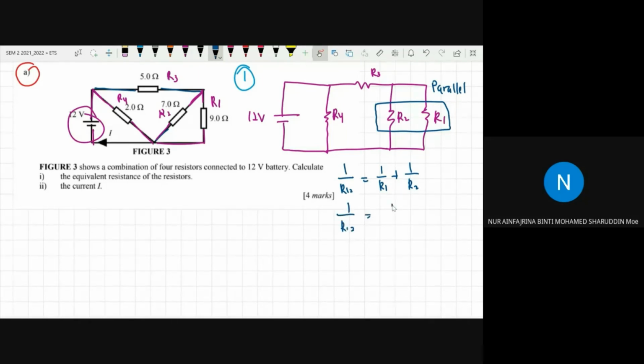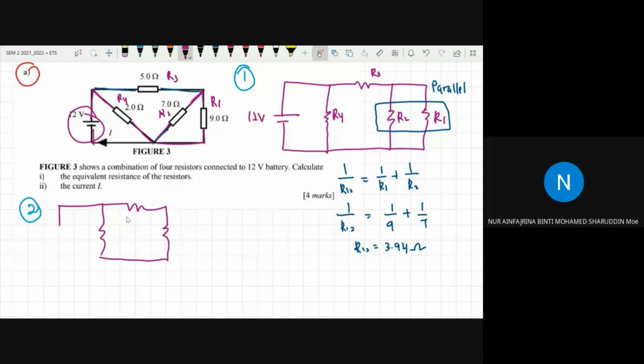Okay, so R1 kita adalah 9 dan R2 kita adalah 7. So tekan kalkulator, awak akan dapat your R12 to 3.94 ohm. Okay, settle. So Miss akan place my second diagram. So macam Miss cakap, just draw the diagram so that you will understand better. Tak payah nak draw cantik-cantik sangat, tak perlu nak pakai ruler. Tengok macam mana Miss draw. Hodoh-hodoh sahaja. So dekat sini kita dah gabung dia, so dia akan jadi R12. Dekat sini adalah R3 dan dekat sini adalah R4.